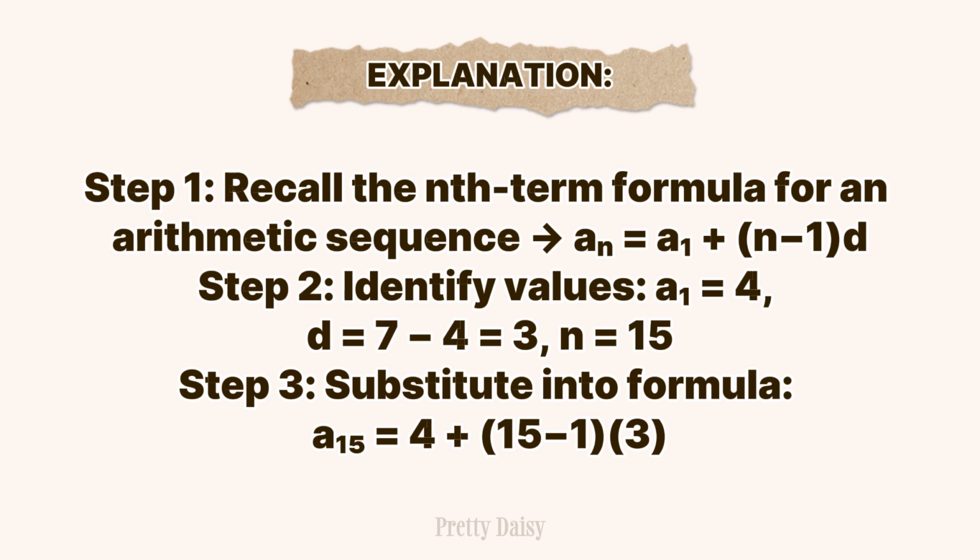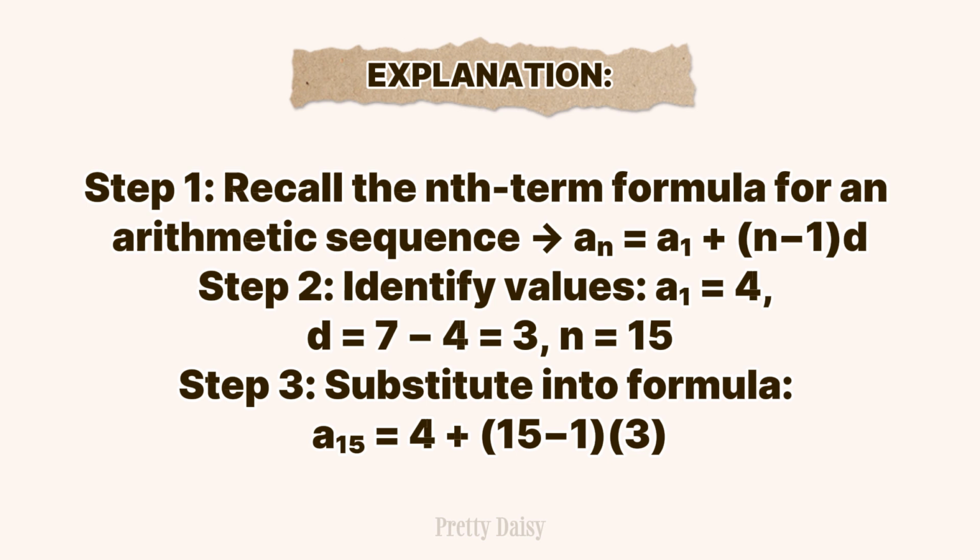Recall the nth term formula for an arithmetic sequence. A sub n equals a sub 1 plus the quantity n minus 1 times d. Step 2. Identify the given values. A sub 1 equals 4. The common difference, d, equals 7 minus 4, which is 3. N equals 15. Step 3.